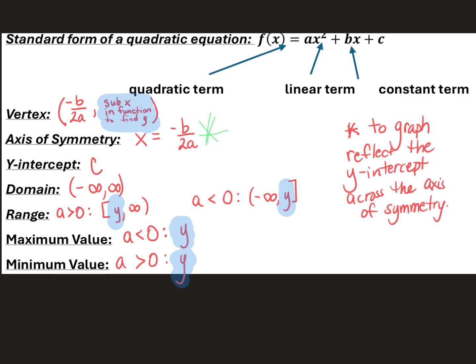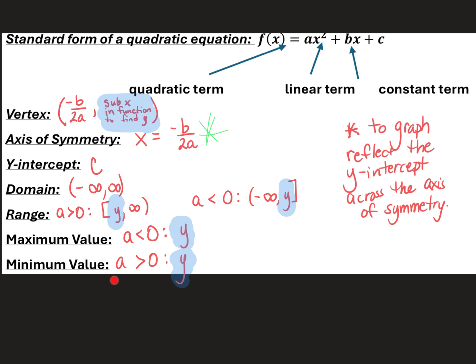And then a maximum value. If your graph is pointing down, if a is less than 0, that means a is negative, so your graph is pointing down, then your maximum value is the y-coordinate of the vertex. The maximum point is that ordered pair, but the maximum value is the y value of the vertex.